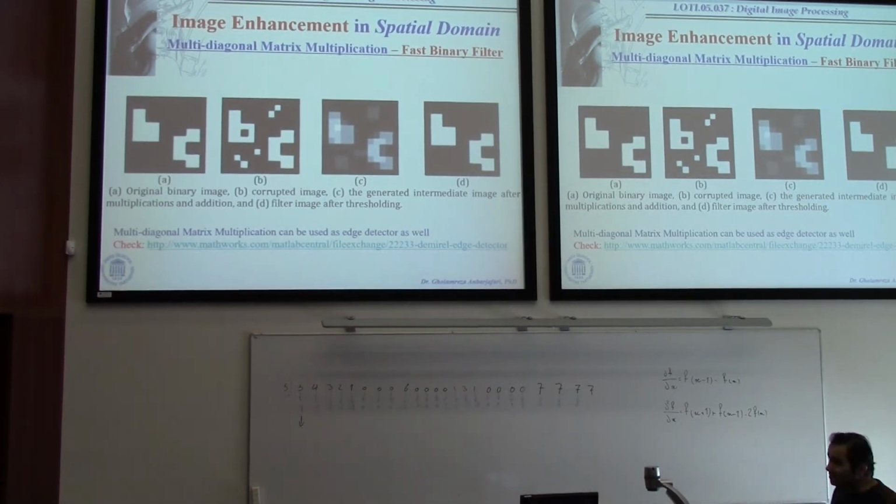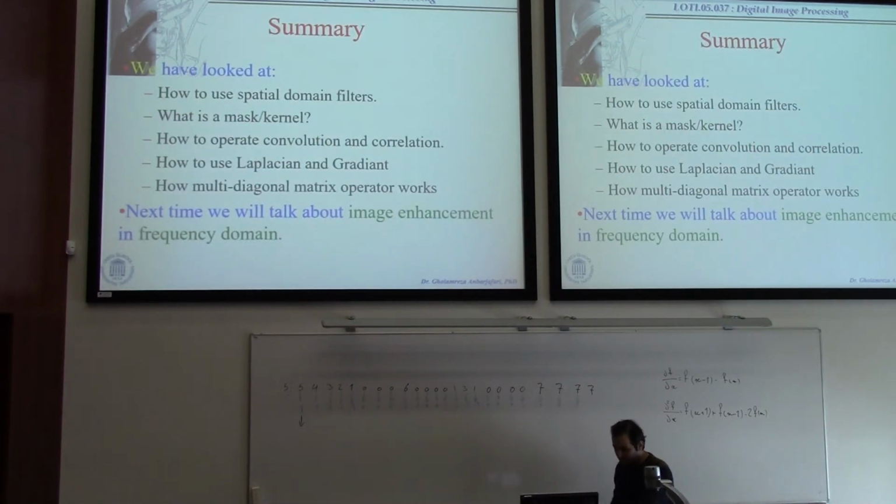Here you can see it's the original binary image, and this is the corrupted image. We add some noise, for example, you can see here some black and white noise. We find this value after applying the kernel, and if we use some threshold for the image, we can exactly return the original image by using this method.